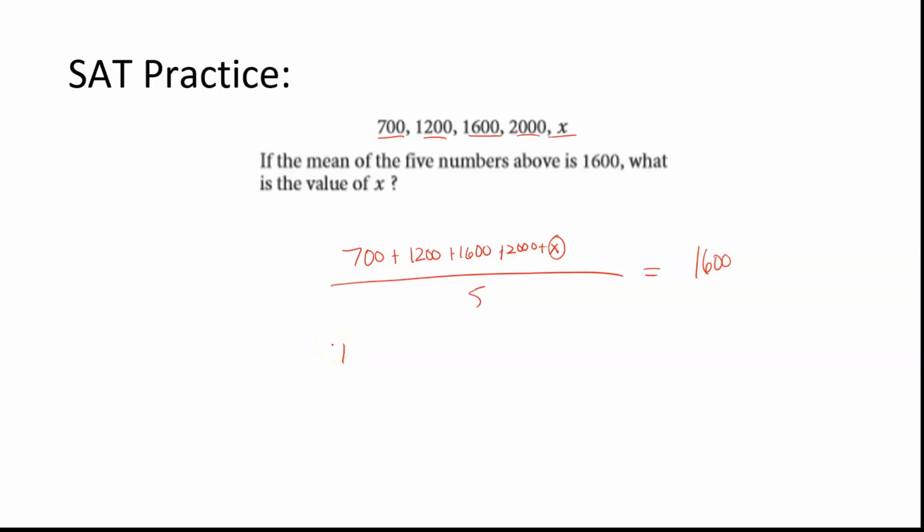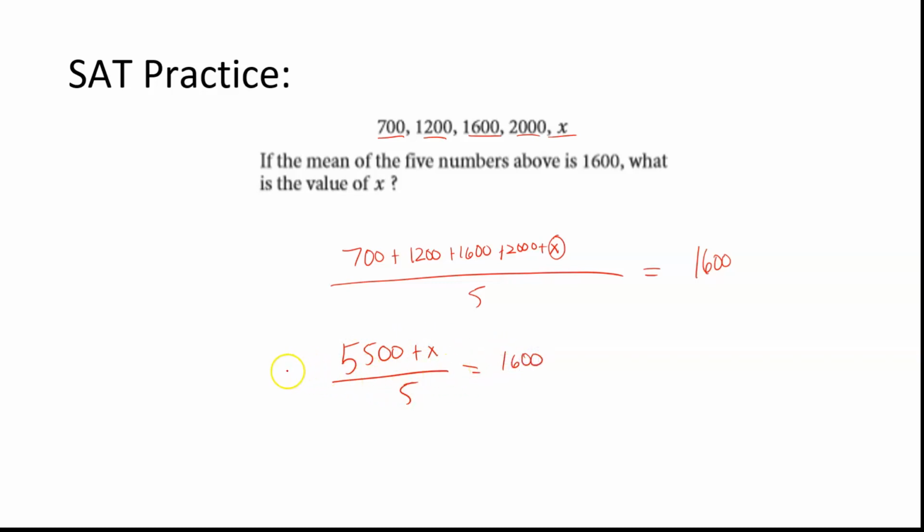I'm going to use my calculator for this. That's what they're here for, right? We have 700 plus 1200 plus 1600 plus 2000. It's going to give me 5500 plus X, over 5, is equal to 1600.